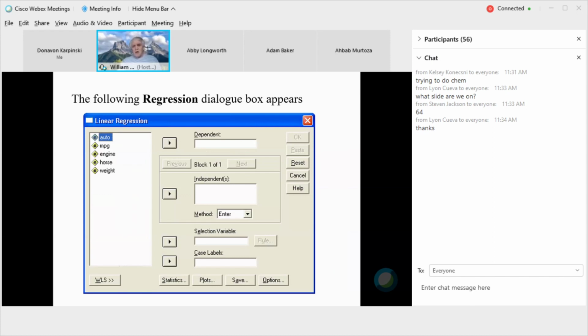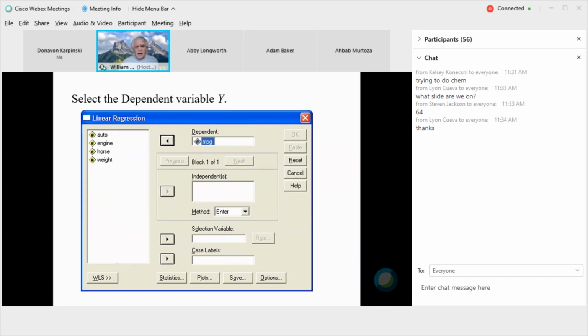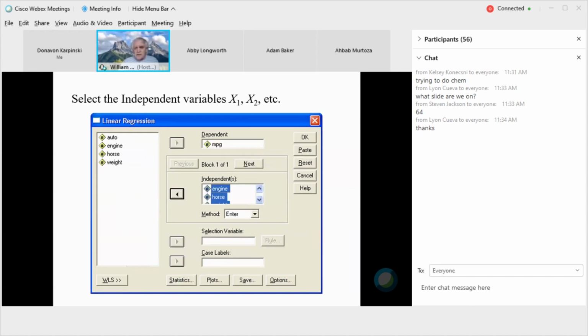Up will come this dialog box. Here you have to tell the program which is the dependent variable. The dependent variable is miles per gallon, and the predictor variables, the independent variables, are engine size, horsepower, and weight. So you put miles per gallon as the dependent variable, and engine size, horsepower, and weight as the predictor variables. One other thing is you have to choose a method. If you select Enter, it'll use all three variables to predict miles per gallon.